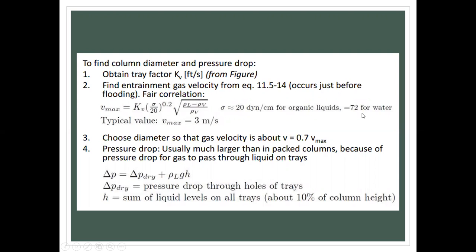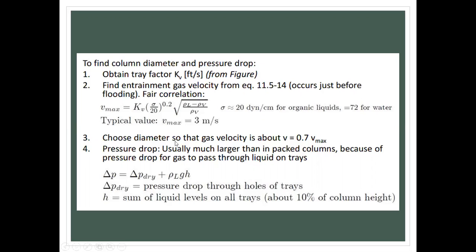For water, it's 72. But you will notice in a problem later that even lesser than the value of 72 was used for water. The value used was 70. You can do that. Now, the typical value, and that is the maximum value for this linear velocity so that the column will not be overflooded, because I think at 3 meters per second, it's about to be flooded. It's 3 meters per second.